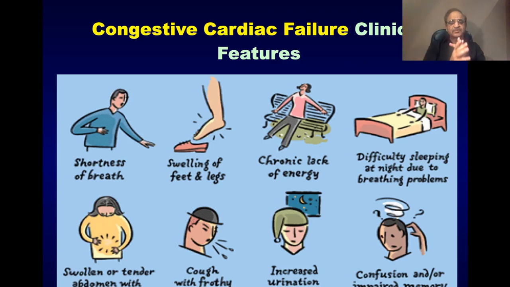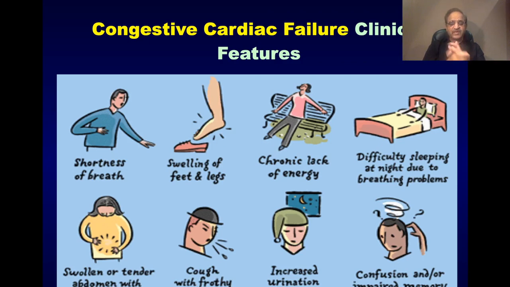So this slide shows the symptoms and signs of congestive heart failure. You can see on the top right, the patient has to use more pillows. He cannot lie flat. He is orthopneic and his breathlessness is at rest. So he uses more pillows. And then you examine the feet.